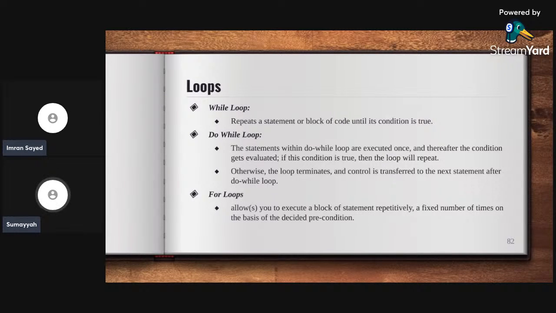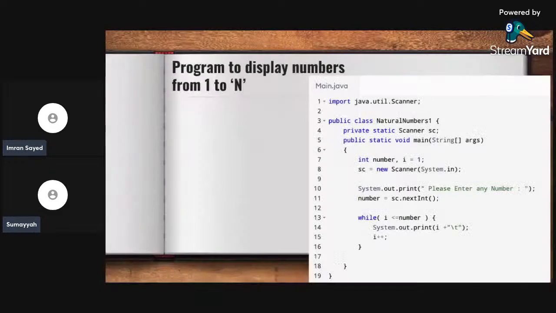For loops allow you to execute a block of statements repetitively a fixed number of times on the basis of the decided precondition. Okay, I'll just go through this. Program to display numbers 1 to n. We need a Scanner class because we want the input from the user.